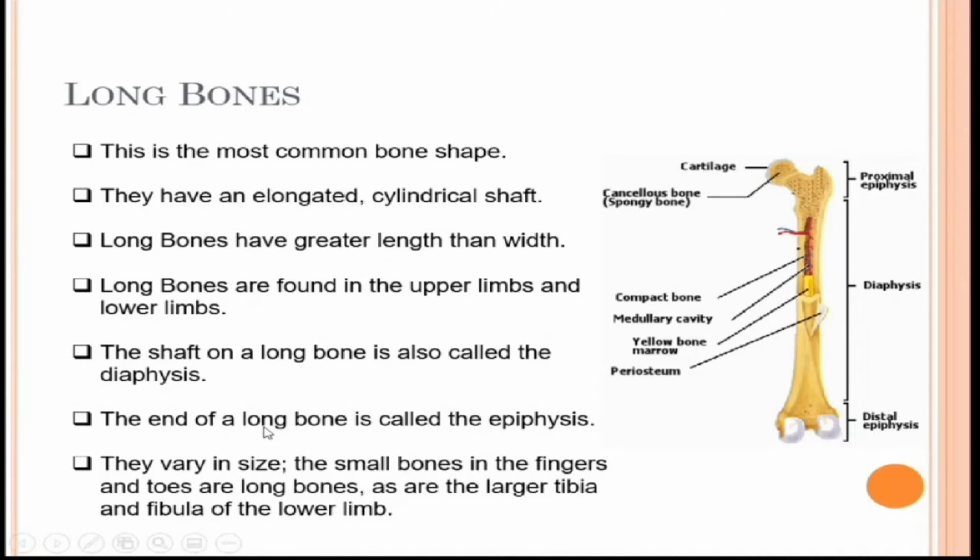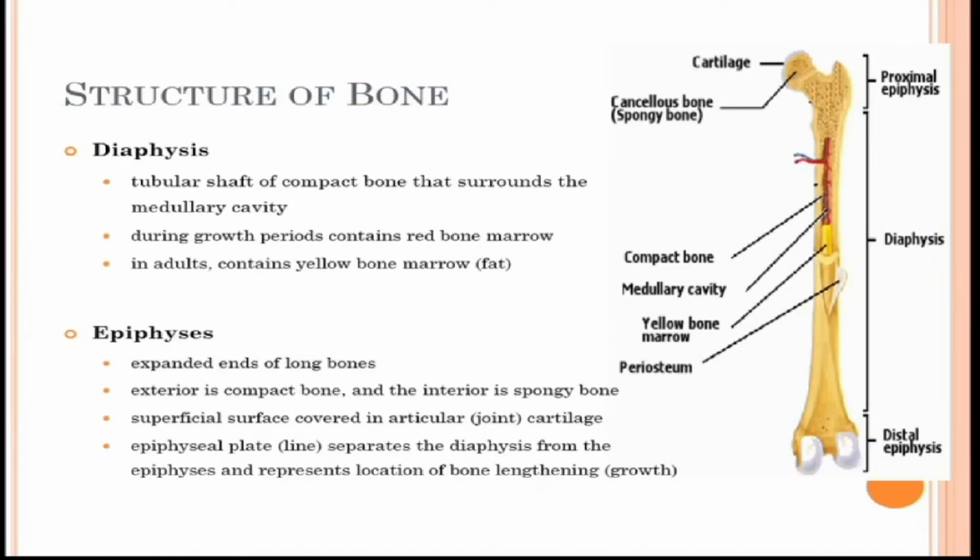So they are always long, elongated bones. But it does not mean that long bones are always visibly long. Even the bones in your fingers, in your digits, are all long bones. The tubular shaft of the compact bone that surrounds the medullary cavity is called diaphysis, and during growth periods it contains the red bone marrow, and in adults that red bone marrow is replaced by the yellow bone marrow.